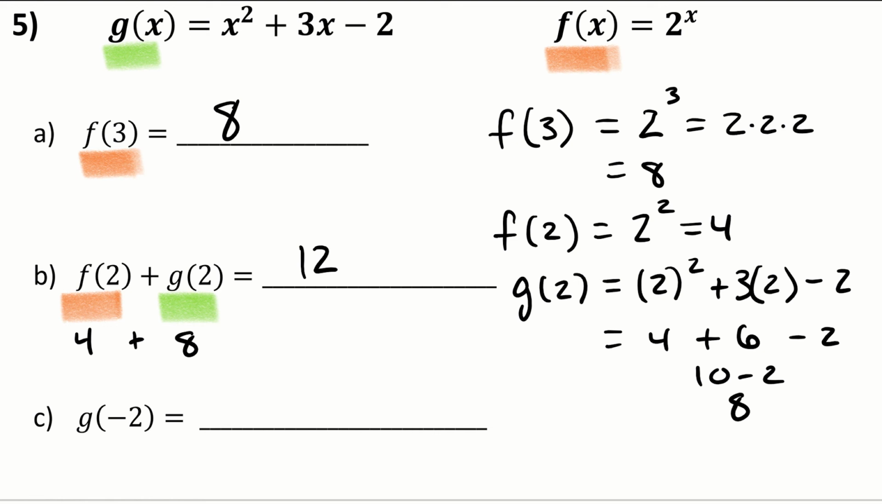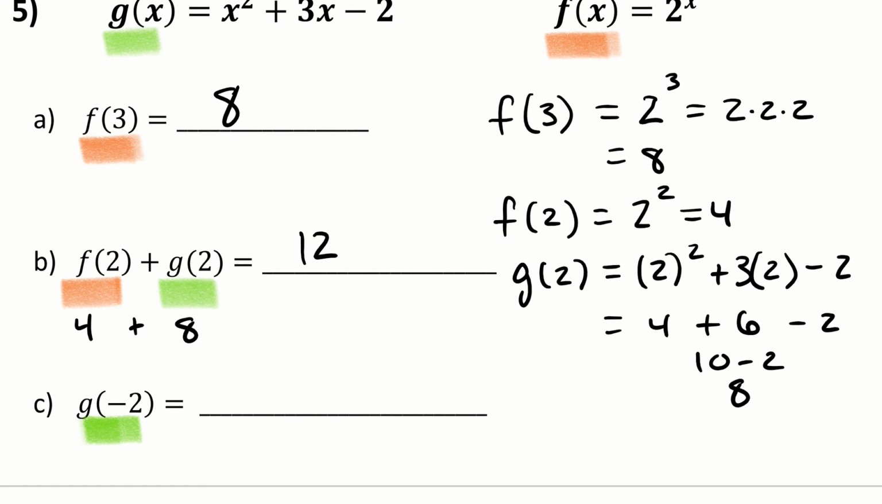So f of 2 plus g of 2 equals 12. And then the final expression is using the function g again, but this time I need to be very careful because I am going to be passing a negative number to this function. So again, I always like to use these parentheses to show things. So I'm passing it not the number 2, that was the last problem. I'm passing it the value negative 2. So this is going to equal negative 2, that's going to get squared, plus 3 times the negative 2, and then minus 2. So this was a place where I saw quite a few errors right here.